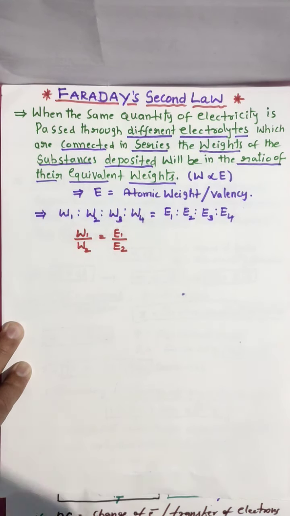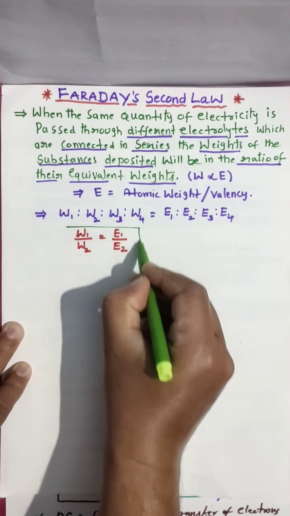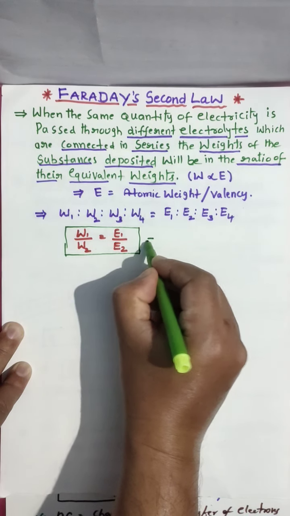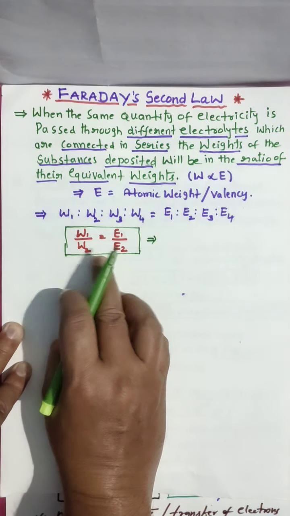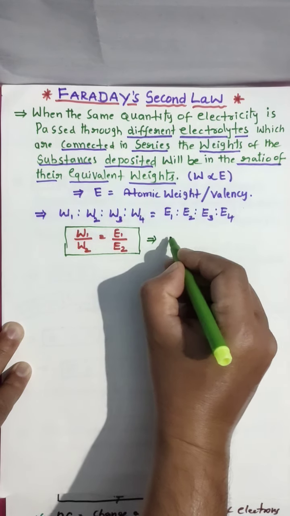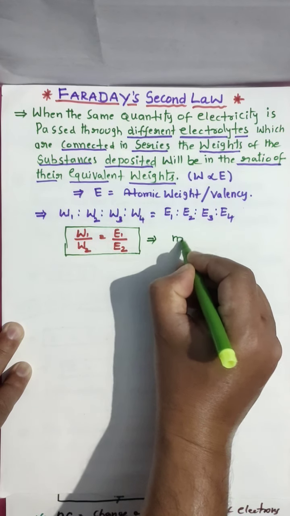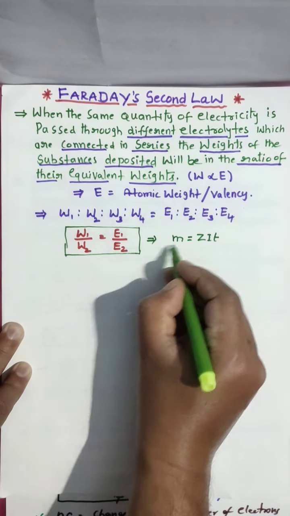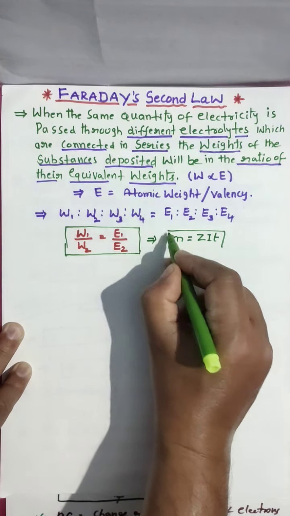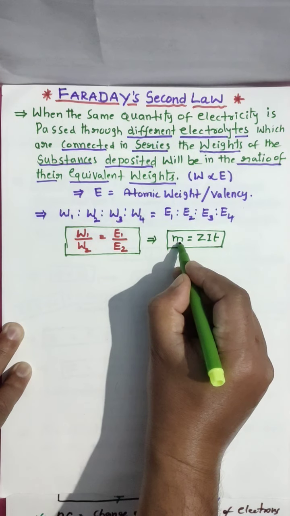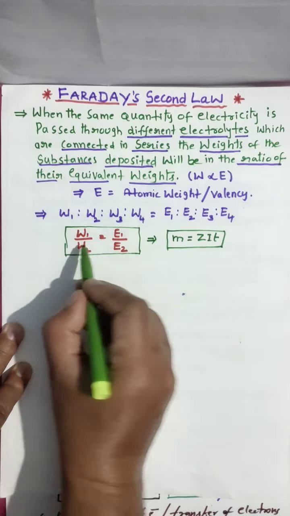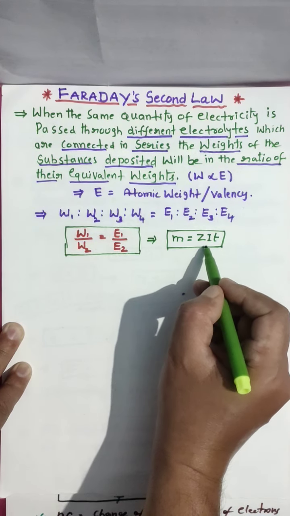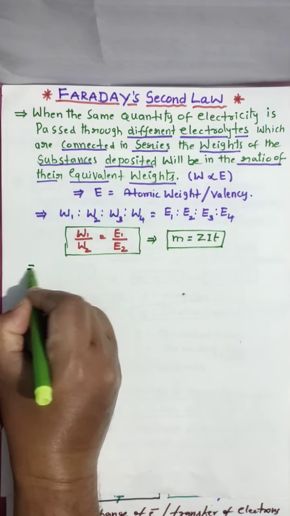So this is a very important formula you have to remember. This we can prove also from Faraday's first law. W1 by W2 equal to E1 by E2 we can prove from Faraday's first law, that is M equal to ZIT. M or W, both you can take it differently. W also you can take here. So this Faraday's second law we can prove with Faraday's first law. Why? Because both are electrolysis laws only.